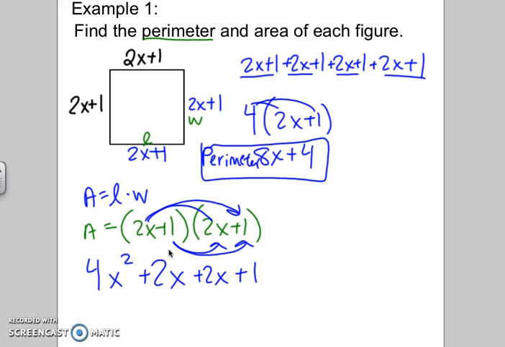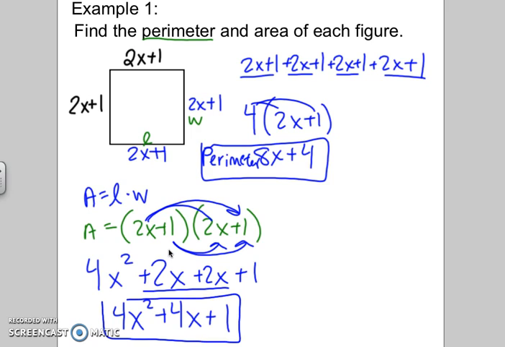Okay, now remember that is kind of the shortcut to do it in your head. And when you combine like terms, you would get 4x squared plus 4x plus 1. Okay, this would be our answer for area, okay? All right, so that is, again, how you find perimeter and area of a square or rectangle, which is what we're going to be dealing with.